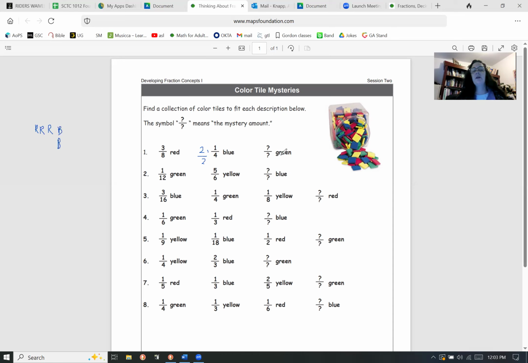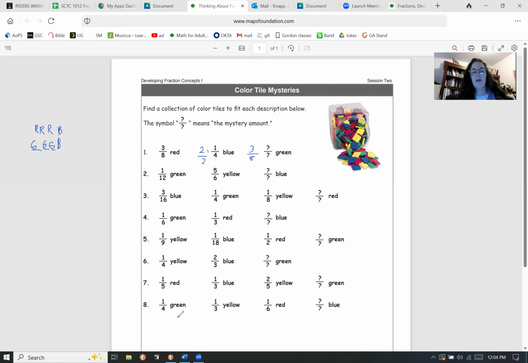And then we need to figure out how many of the 8ths need to be green. So if we put in 3 more tiles, we would have the 8 that we need. So if we make 3 of the 8 green, we would complete our collection of 8 tiles. So the answer here would be 3/8 green. Okay, I'll also work number 8.